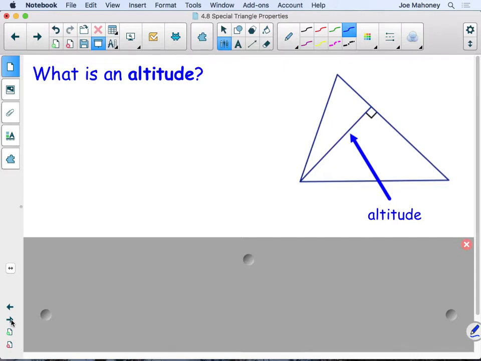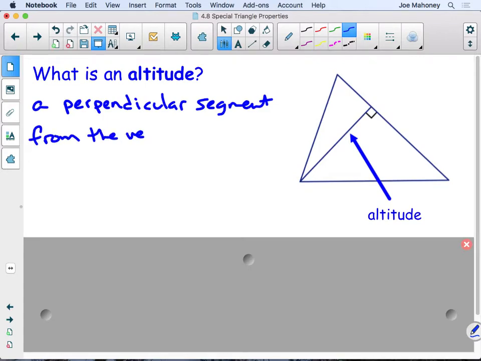The next definition we've got to come up with is for an altitude. Likewise, in this triangle, this here is our altitude. Notice how the triangle is marked. What is an altitude? An altitude is a perpendicular segment. It's a segment, but it's perpendicular. So what's it perpendicular to? Where does it come from? Well, it comes from the vertex of a triangle.